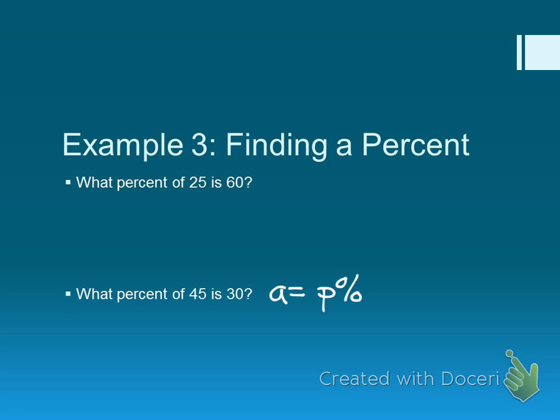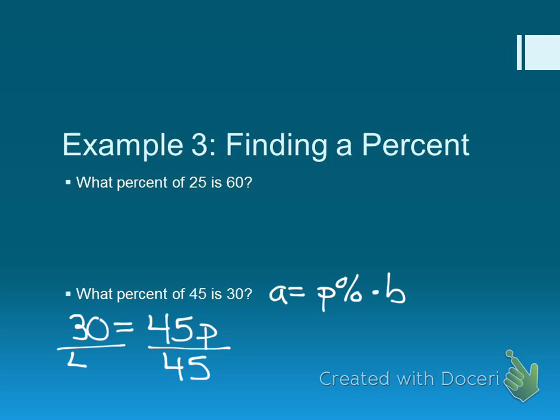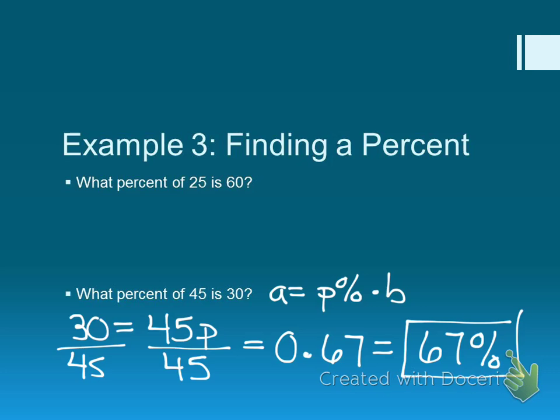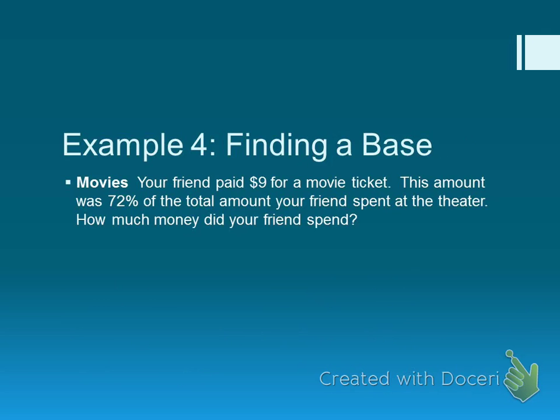All right, so A equals P percent times B. So what's your new equation? 30 equals 45P. What do you do to both sides? Divide by 45. What do you get? 0.67, which is 67%. Okay, that was a repeating decimal. All right, moving on. Example 4, finding a base.